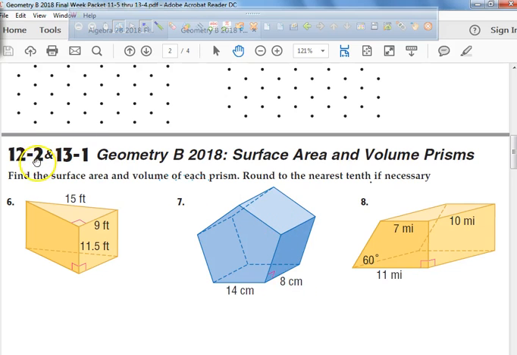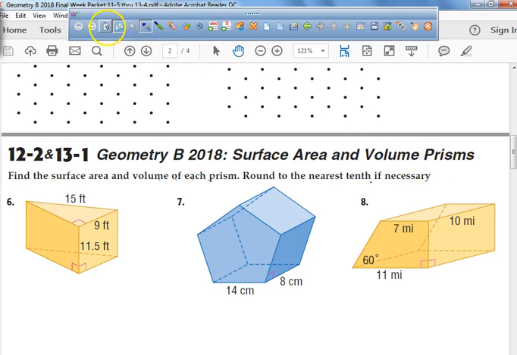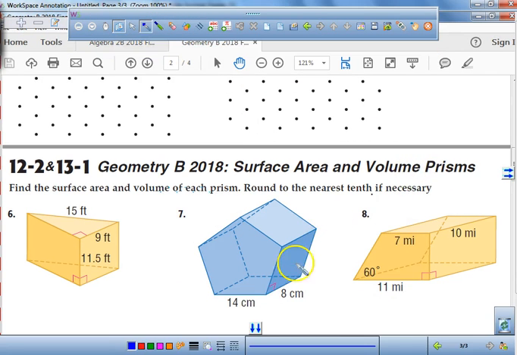Now we are in chapters 12-2 and 13-1. We're doing chapter 12 and 13 at the same time. We're going to be finding what's called surface area and volume of prisms. So right now, what you need to do is make sure you're writing down step by step the formulas.